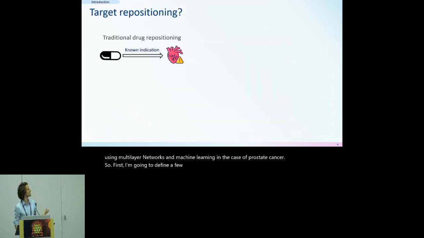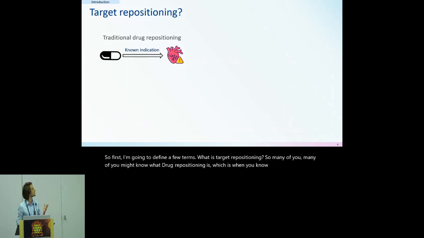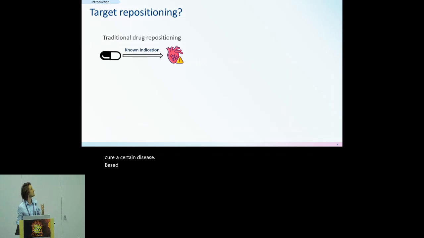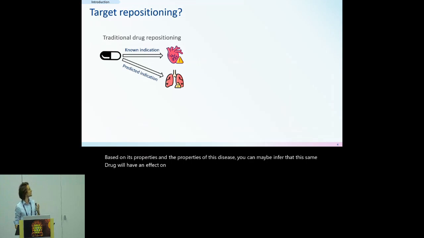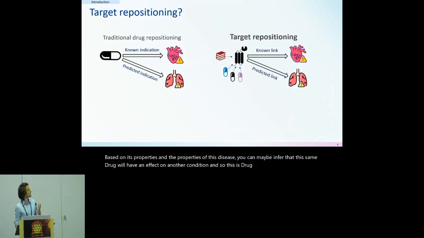What is target repositioning? Many of you might know what drug repositioning is, which is when you know that a drug can cure a certain disease, based on its properties and the properties of this disease, you can maybe infer that this same drug will have an effect on another condition. And so this is drug repositioning. Target repositioning is the same thing, but with protein targets.